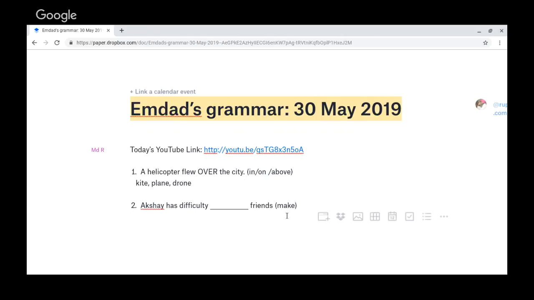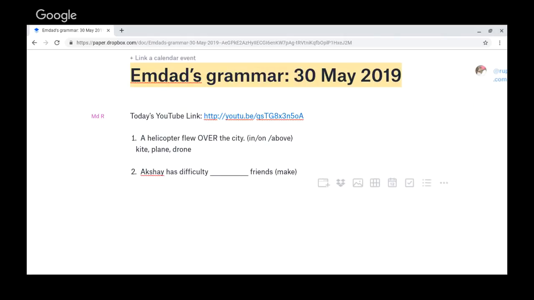Tell me, what is the answer? Akshay has difficulty - I just gave you the option too. It's not the option, it's the answer. Akshay has difficulty make friends? Can I say Akshay has difficulty make friends or to make friends? Akshay has difficulty in making friends. Oh, it's very good that you all said it. Now tell me, it won't be make friends. To make friends or in making friends? How many think it is in making? Raise your hands. How many of you think it is to make friends?